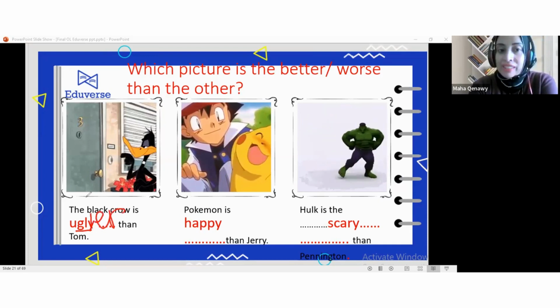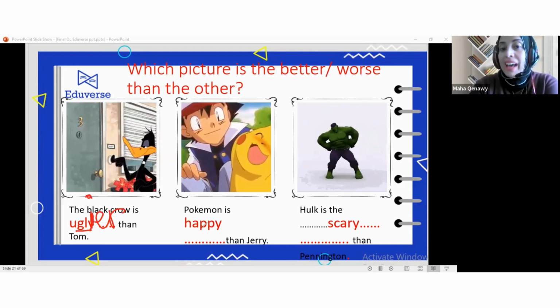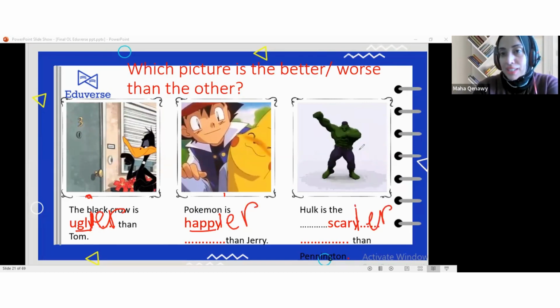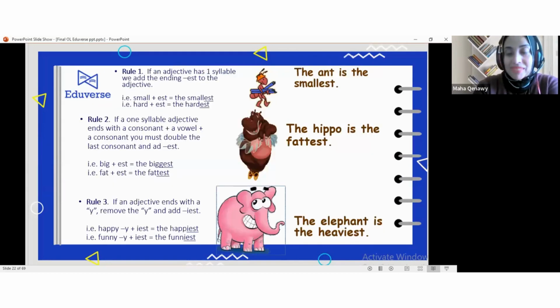Exactly, uglier. Very good. Change the Y into I. Happy, happier than. That's right. He's scarier than Pennington. Hulk is scarier than Pennington. This was comparative, to describe two things or compare two objects or two people to each other. What if I compare one to the rest of them, one to the rest? This is not comparative anymore. This is called superlative.